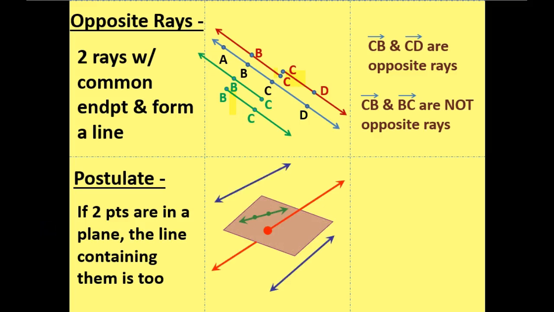Yeah, if 2 points are in it. Yes, because a ray is part of a line. Does that make sense? So that would work for a segment too, because it's part of a line. So technically the postulate takes care of the line, and then because it uses the line, that takes care of everything that lives inside of it too. That's a good question.